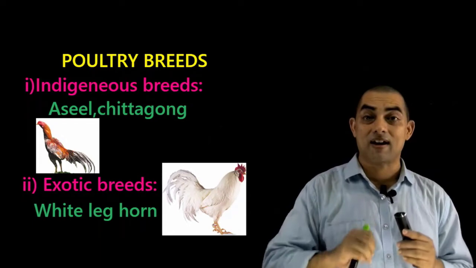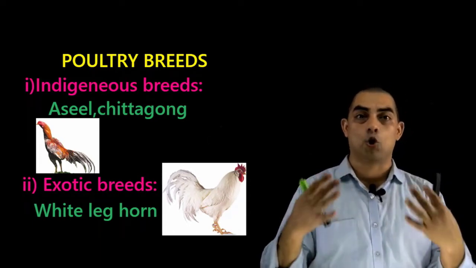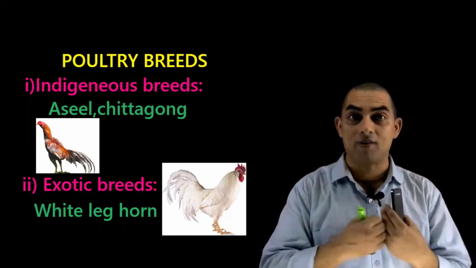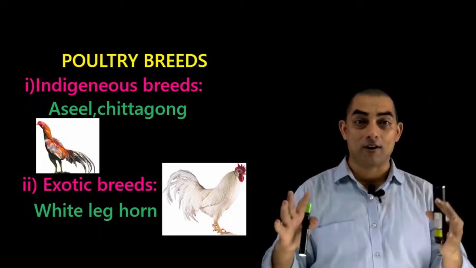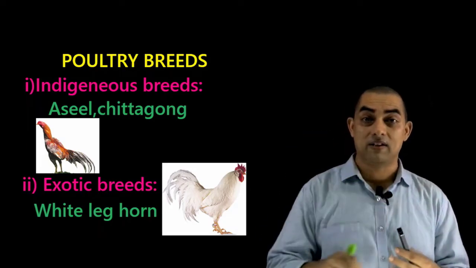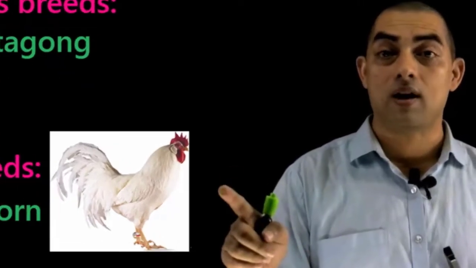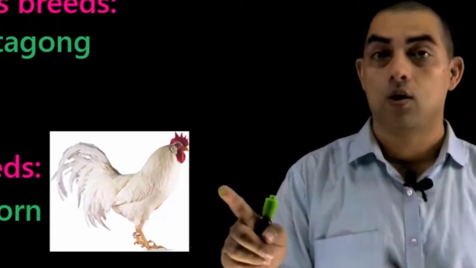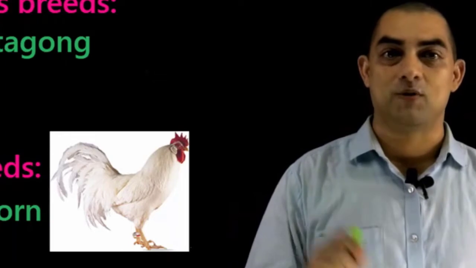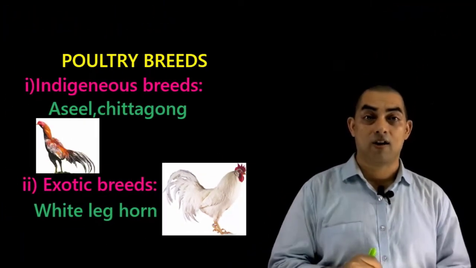The second variety are called the exotic variety or the foreign varieties. They are not Indian, they are the foreign breeds. And one very good example over here is this one. This is called as white leghorn. This variety, the name of this variety is white leghorn.